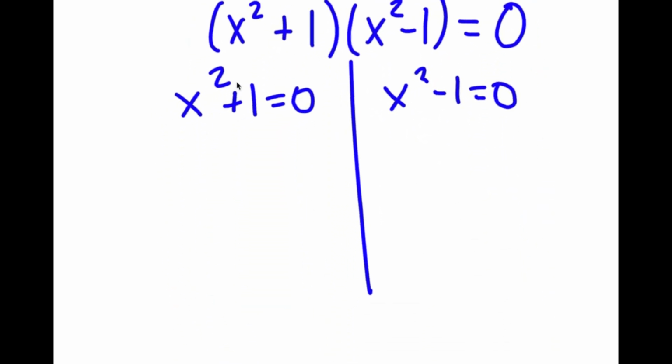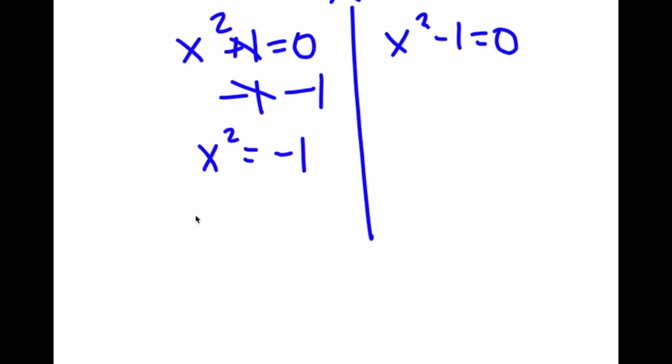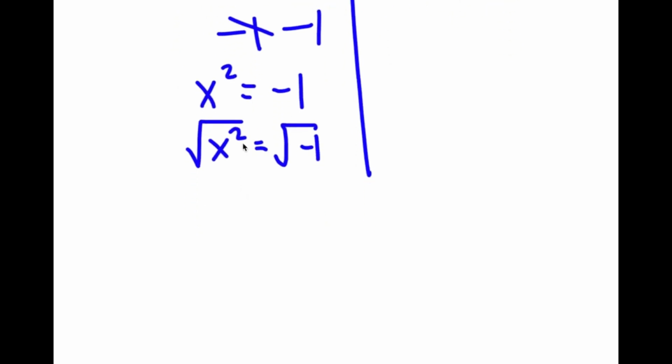So for x squared plus 1 equals 0, I'm going to start by subtracting 1 on both sides. So these two cancel out, and I get x squared is equal to negative 1. Now if I take the square root on both sides, the square root of x squared is x, and the square root of negative 1, if you guys already know, is i. So I have positive negative i.